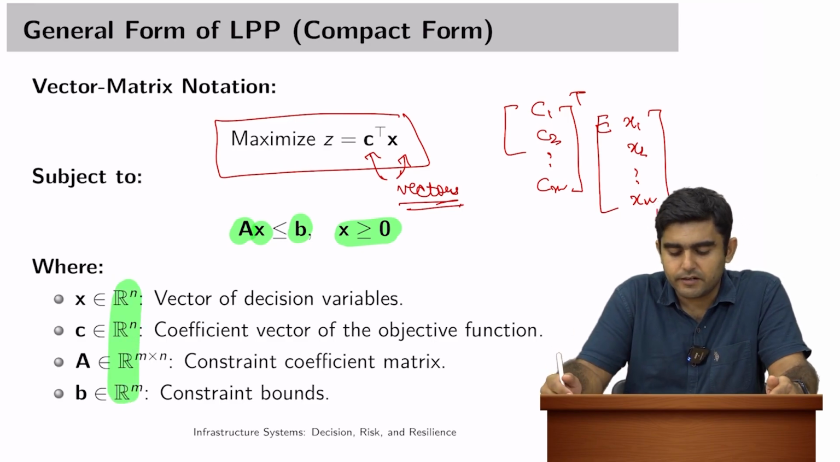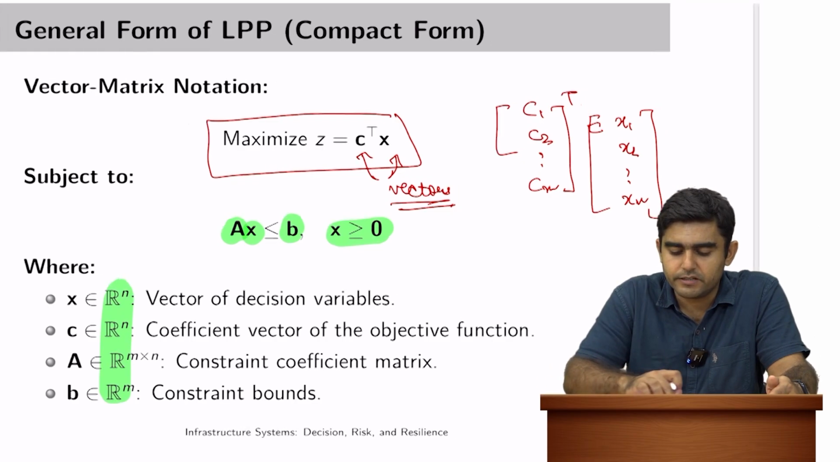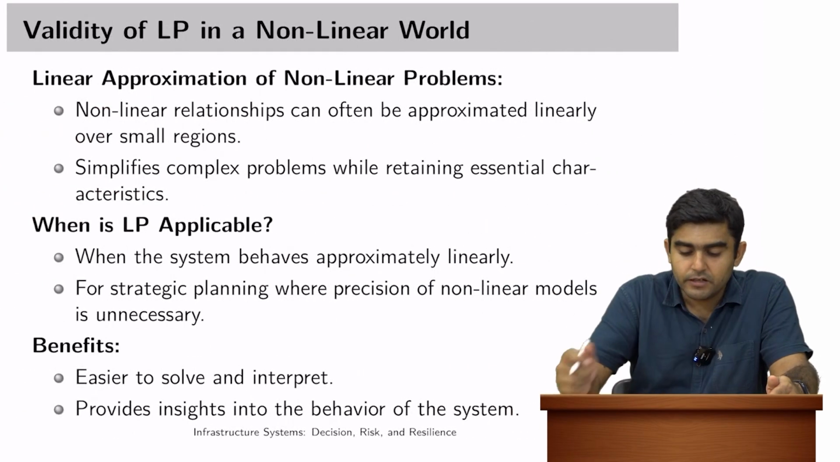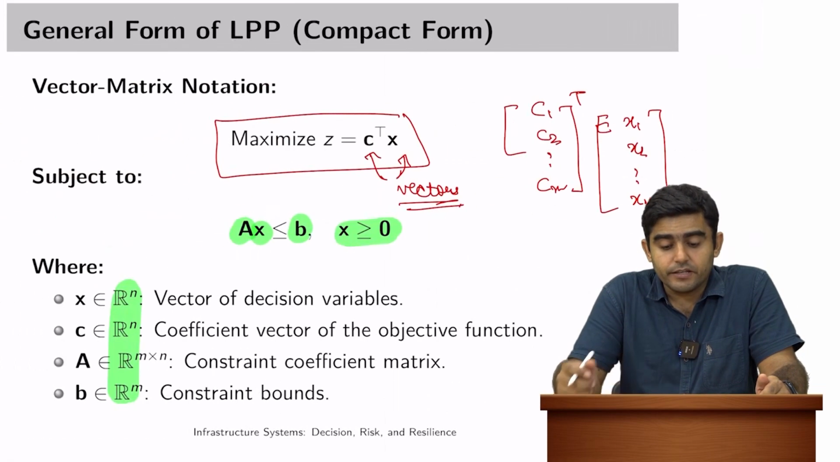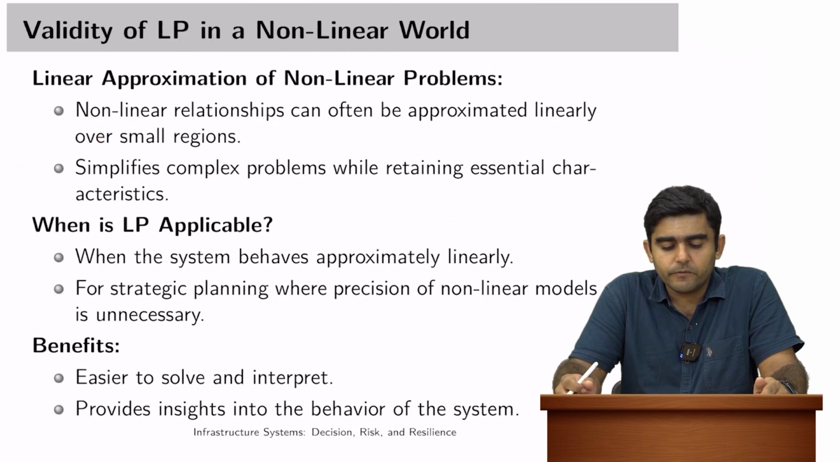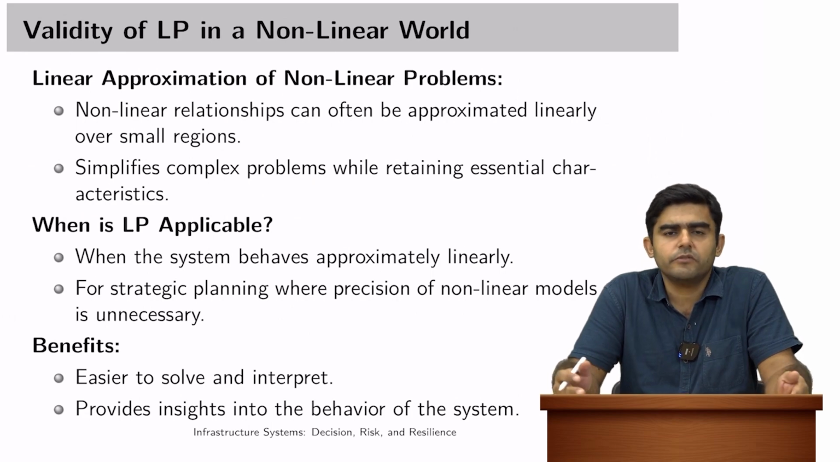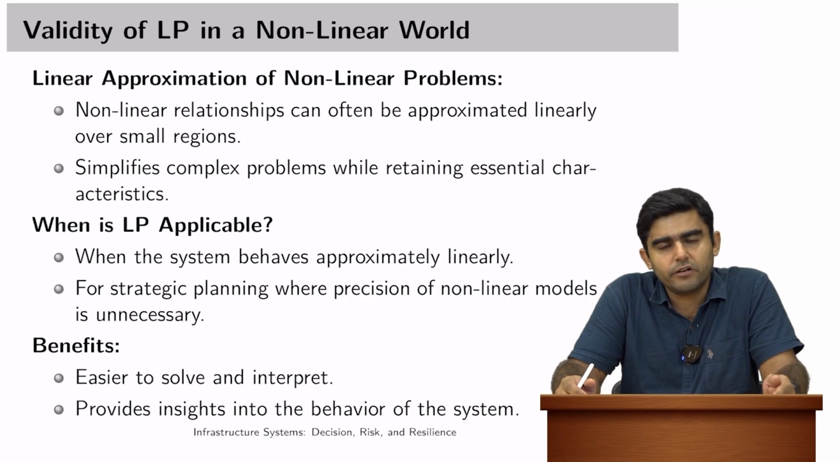where x is our decision variable, c is the coefficient vector, A is the constraint coefficient matrix, b the constraint bounds and so on. Now, although we have linearized all the constraints and objective function involved here, one organic question at this point that should arise in your mind is that the world that surrounds us is typically nonlinear. We would be dealing with nonlinear objective functions, we will be dealing with nonlinear constraints. So how does it apply to many of the real world situations?